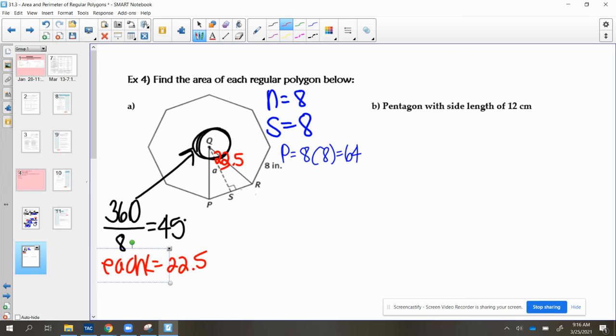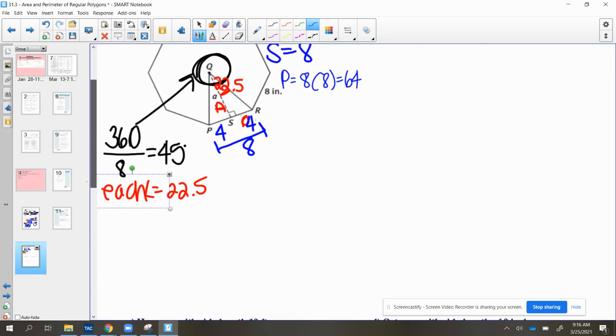Now, your buddy on this is going to be tangent because we have this angle here. We want the opposite and we're looking for the adjacent. The reason we're using tangent is because we know this whole side is 8, so each piece would be 4. So we have the angle is 22.5. We have the opposite is 4. We're looking for the adjacent, which is the apothem.